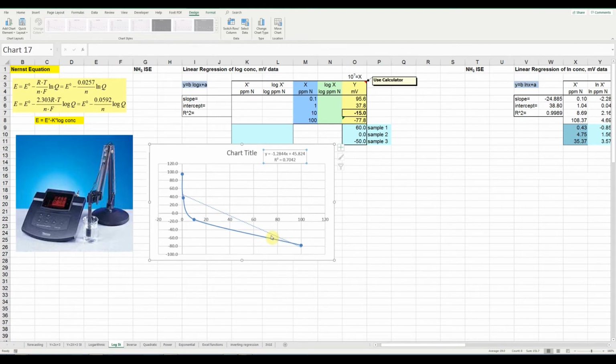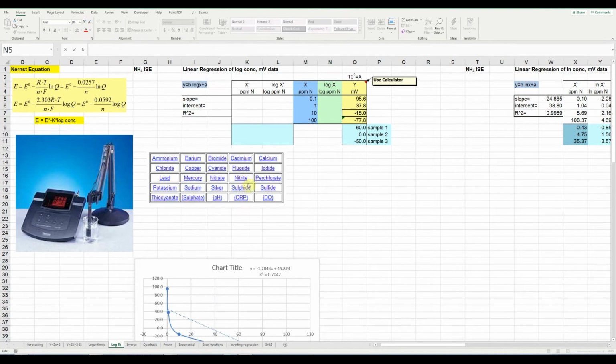But we can make the data linear since we know the relationship: the log of the concentration is linearly related to the millivolt reading. So why don't we do that? So let's get the log of these values. The log of 0.1 is -1. The log of 1 is 0. That's log base 10, right? The log of 10 is 1, and the log of 100 is 2.